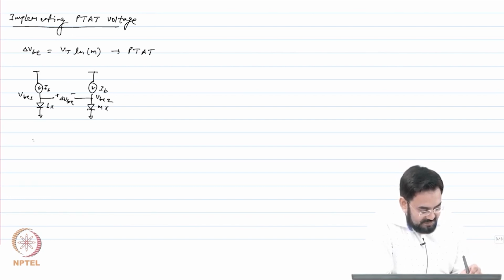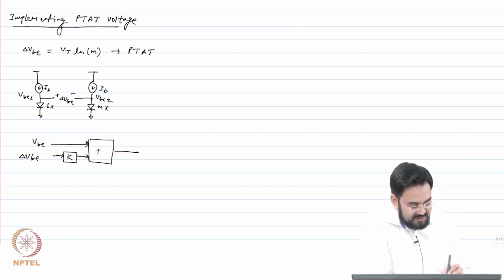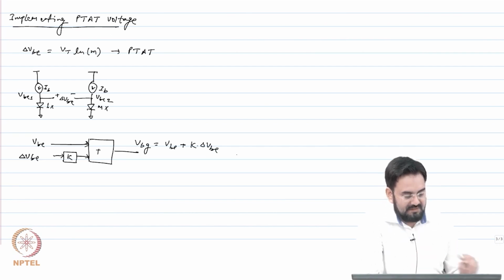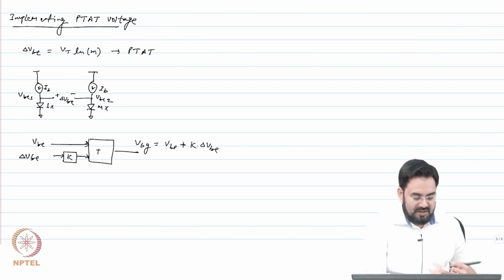So, now you have a VB. So, now have the same adder and you have a delta VB, and this guy needs to be scaled by, let us say, K. Now, what you get, VBG equal to VB plus K times delta VB. So, VB is straightforward. Now, you have to see how to generate delta VB.